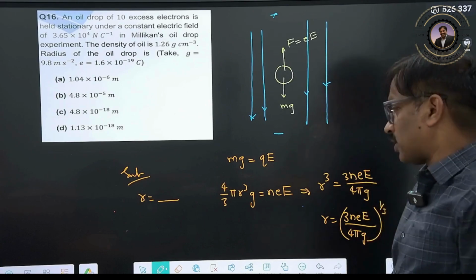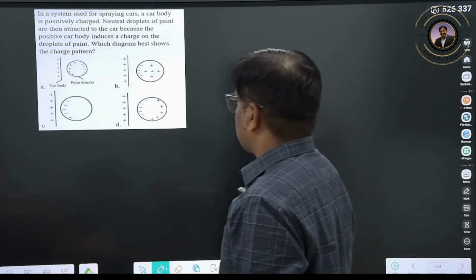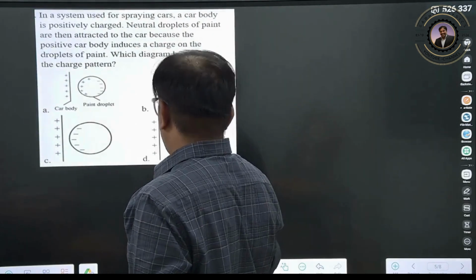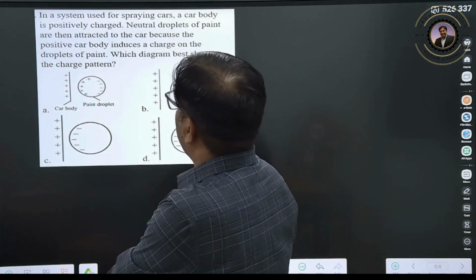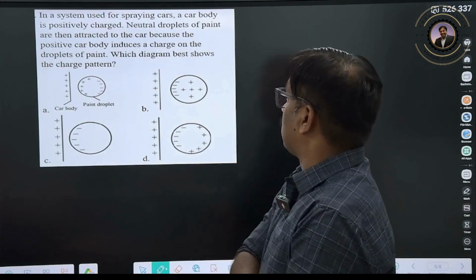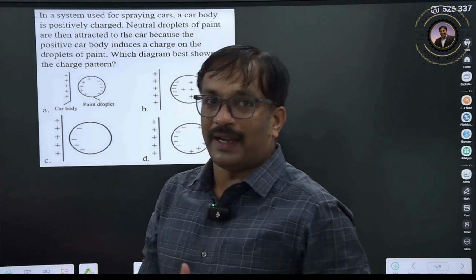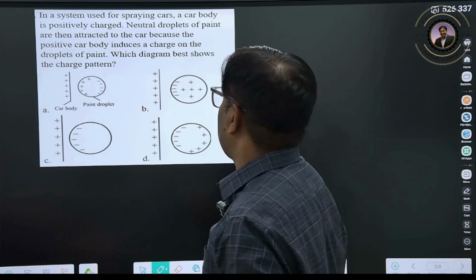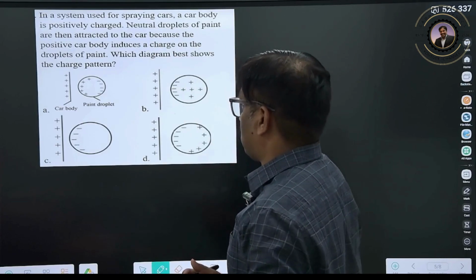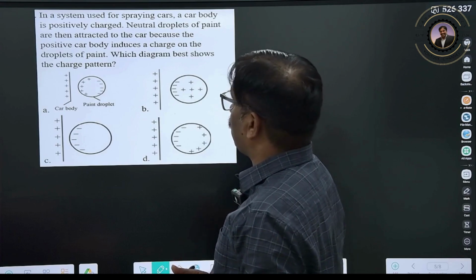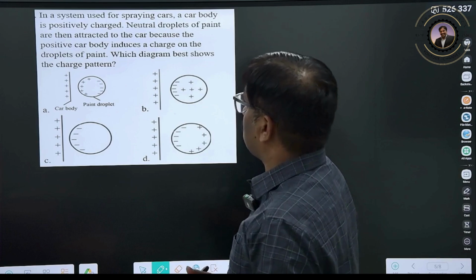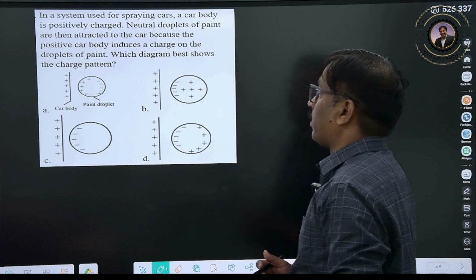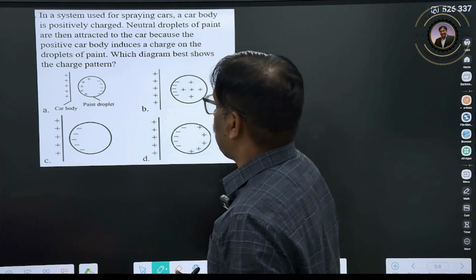Now, we will go for one more question here. This is a simple question, let us see. Here there is a system used for spraying cars, painting of the cars, which uses electrostatics because of induced charges. A car body is positively charged, so neutral droplets of paint can be attracted to the car. Because the positive car body induces a charge on the droplet of the paint, which diagram best shows the charge pattern?